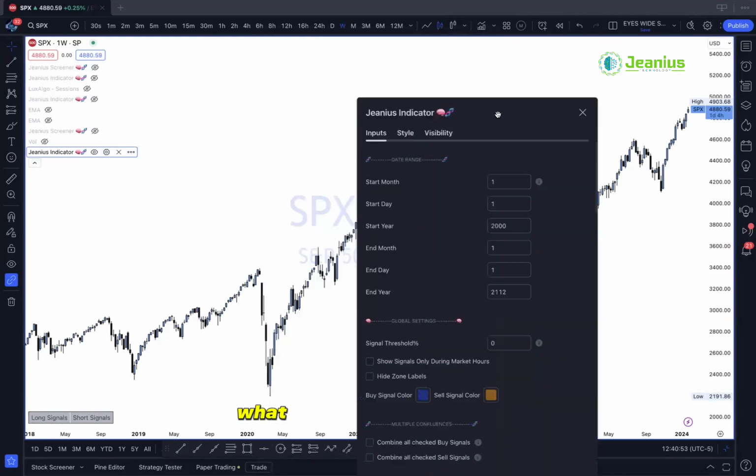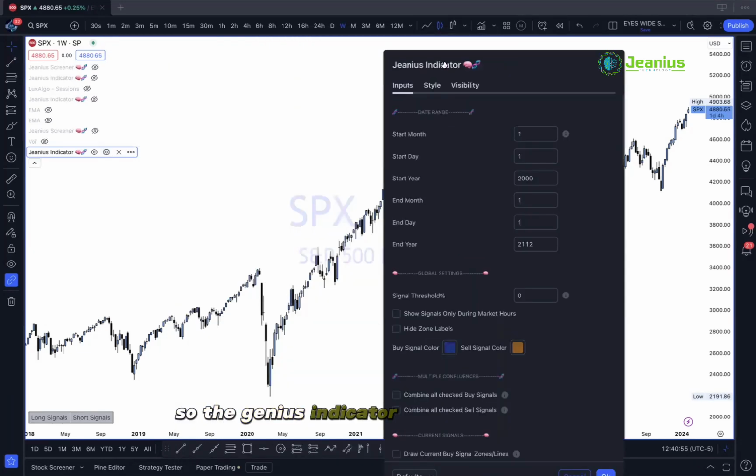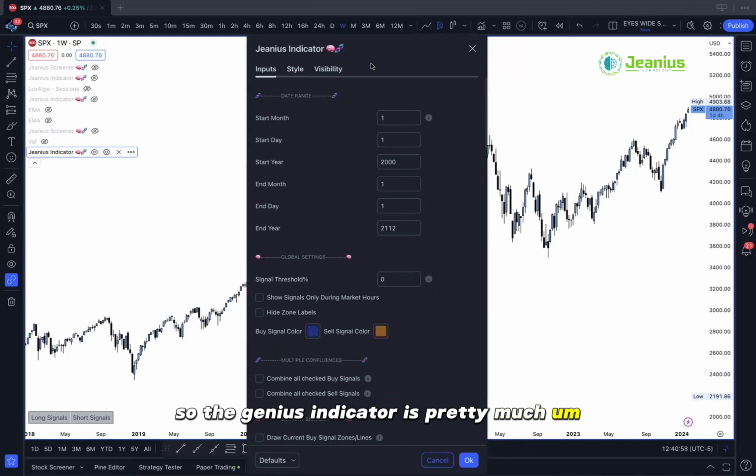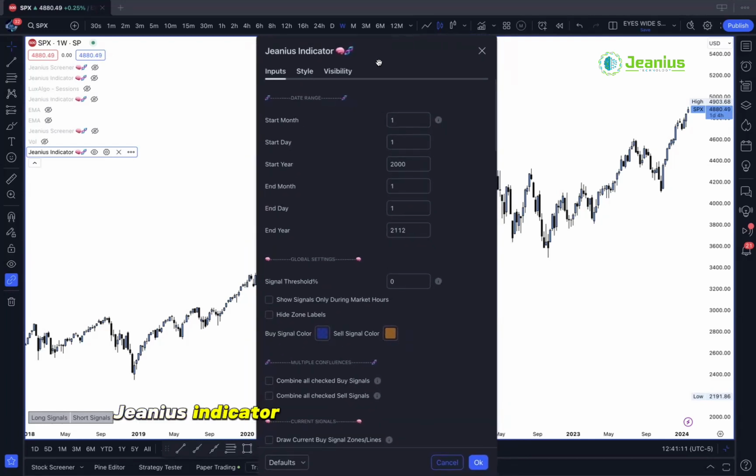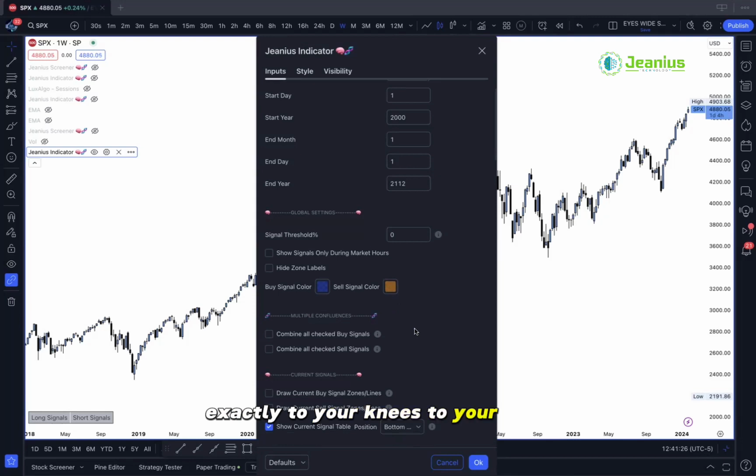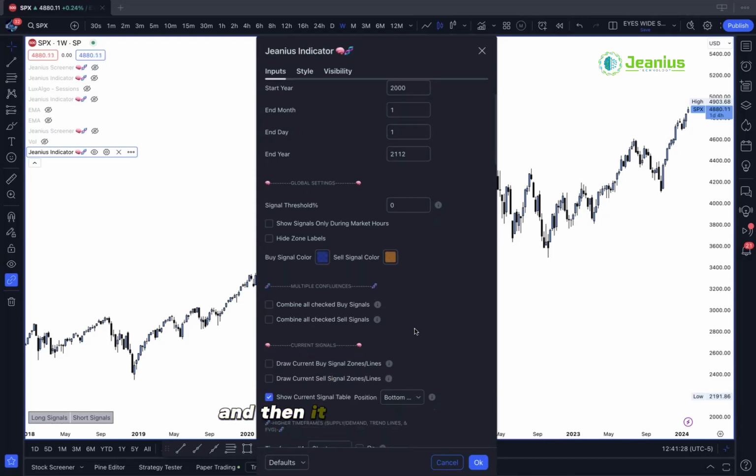Just for starters, what is the Jeanius indicator? It's not your average indicator that just gives you an on and off buy sell signal that has no explanation to it. The Jeanius indicator allows you to automate your own strategy. So it's not a one-size-fits-all indicator. It's built to give you the free range to configure it exactly to your needs, to your edge, and then it gives you the signals.